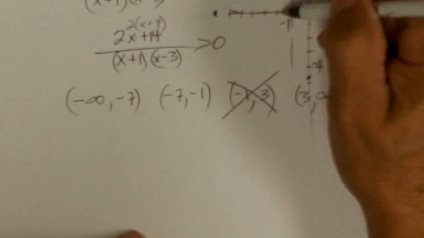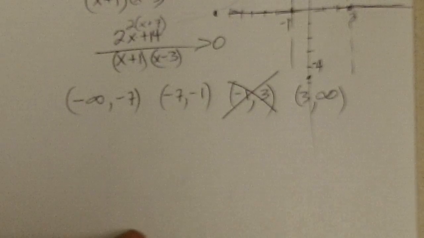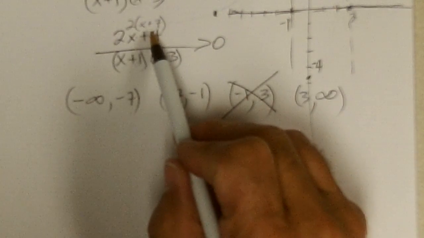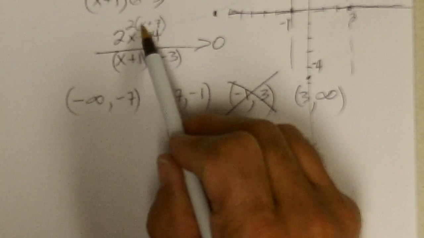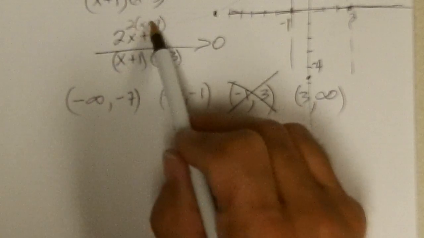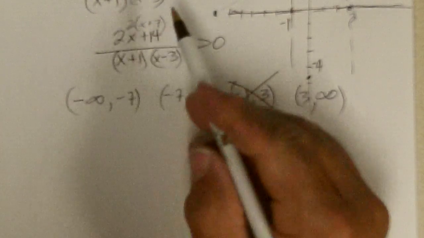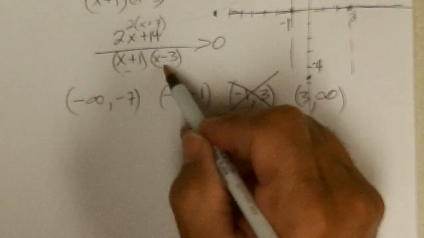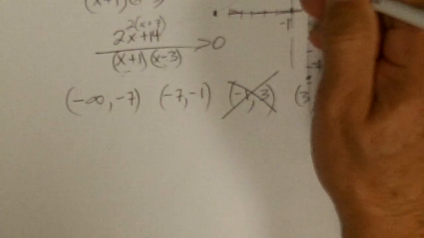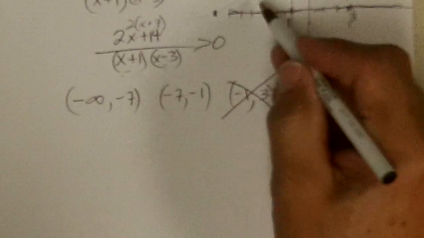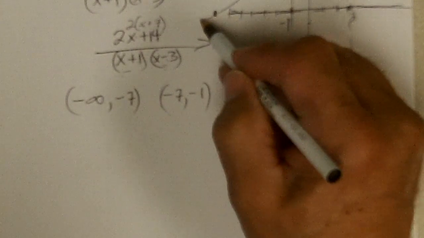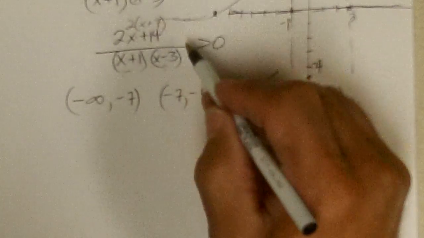And I could go back to here and put in the negative 2. This would be positive. Negative 2, that would be negative, and this would be negative. So negative times negative is positive. So this is greater than 0 for negative 2. So it must be greater than 0 for all of this, so it must be up here. Then it must go negative and get closer out here.